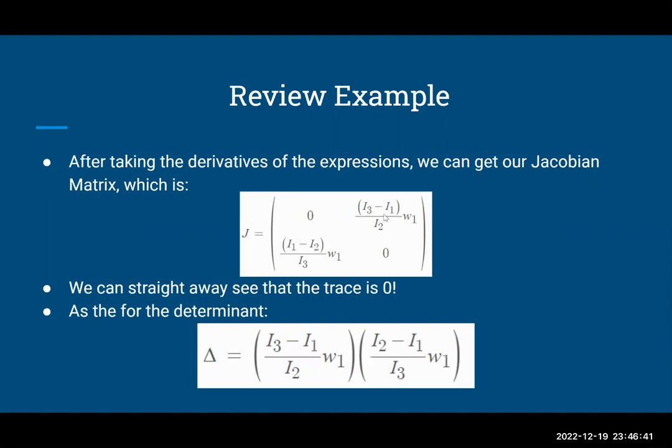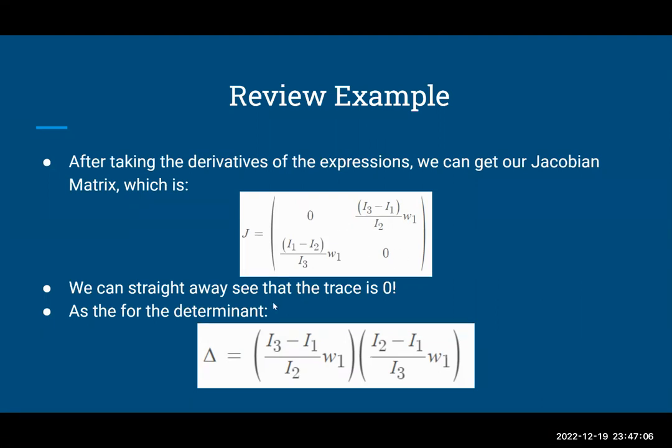As you can see, after we took the derivative of this and this, we were left with just the dependence on the rotation about axis 1. And we know that the trace is just the summation of the diagonals. And since there are no other values other than 0, that means our trace is 0.